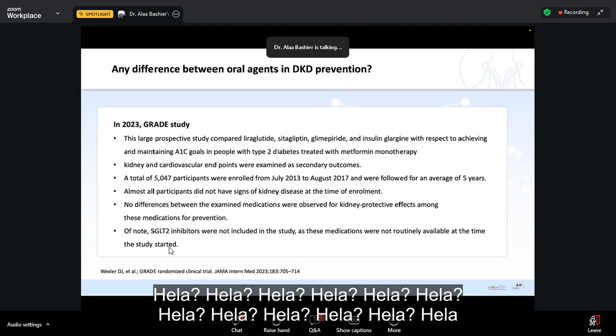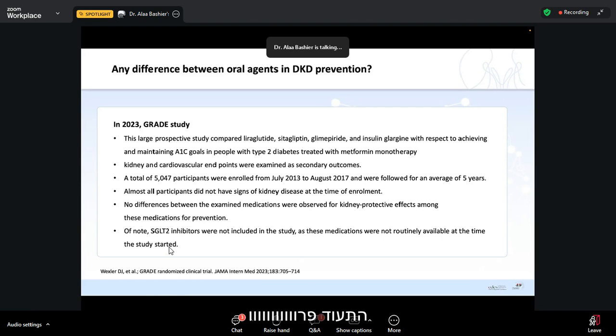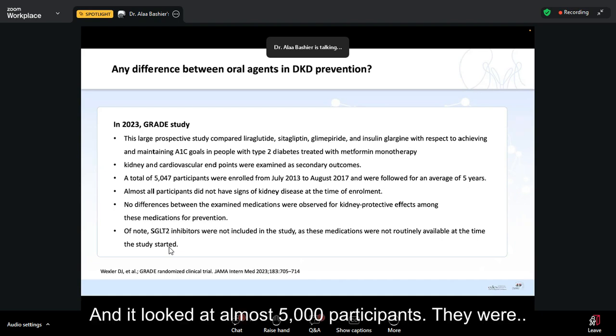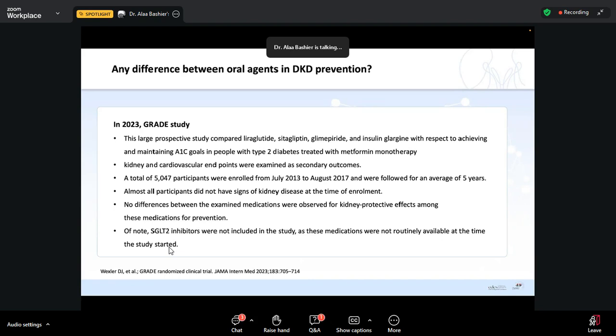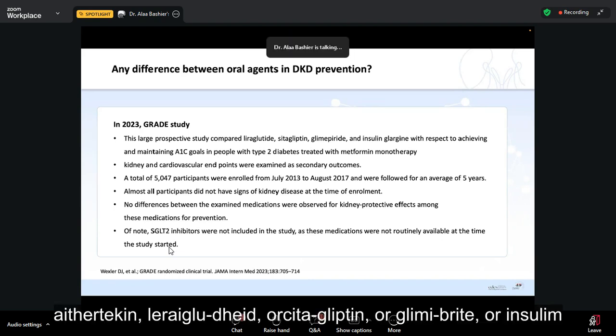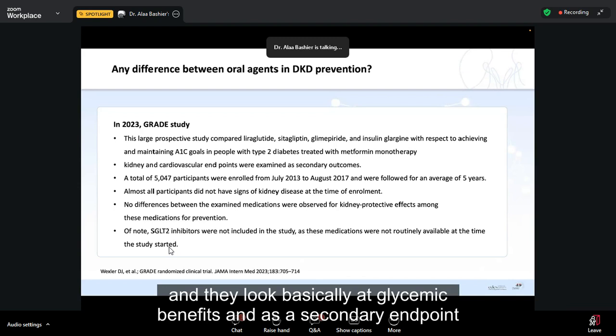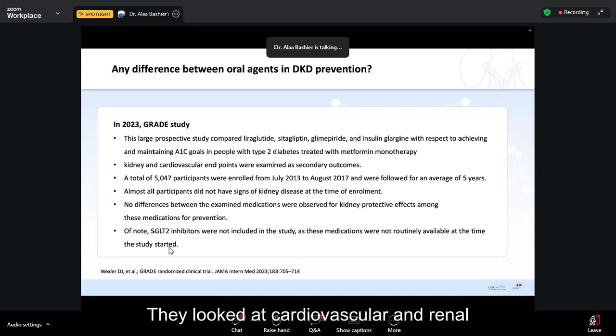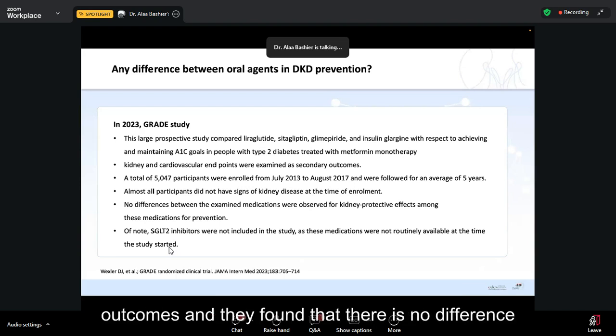This is a study called the GRADE study. It was published in 2023, and it looked at almost 5,000 participants. They were taking either liraglutide, sitagliptin, glimepiride, or insulin on top of metformin. They looked basically at glycemic benefits, and as a secondary endpoint, they looked at cardiovascular and renal outcomes.